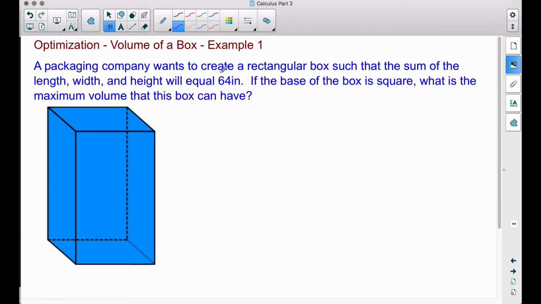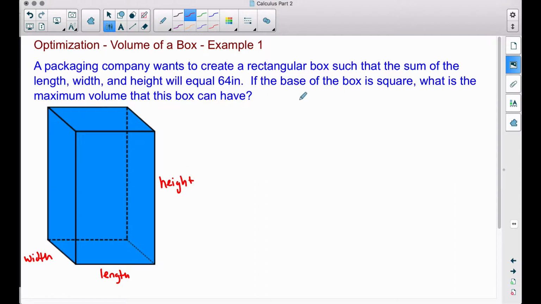A packaging company wants to create a rectangular box such that the sum of the length, width, and height will equal 64 inches. If the base of the box is square, what is the maximum volume that this box can have? So all boxes, rectangular prisms, have a length, a width, and a height. We want the sum of these three things to be equal to 64 inches. So take the length plus the width plus the height. We want that to be equal to 64.